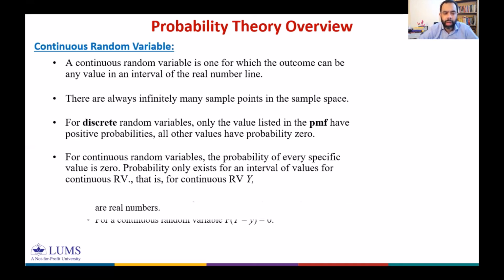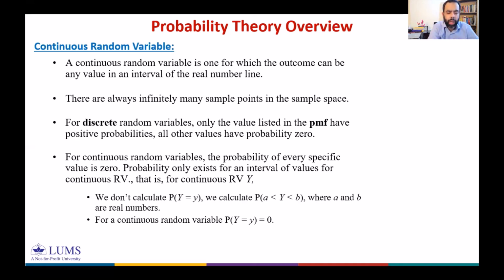When we talk about a continuous random variable, we don't compute the probability that the random variable takes a value equal to some value. Instead, we're interested in the probability that a random variable y can take values between a and b. So it's an interval defined, an open interval in fact, between a and b. For a continuous random variable, the probability of y equal to a specific value is 0, as I said earlier. We do not compute probability for a specific value on the real line. That always turns out to be 0.